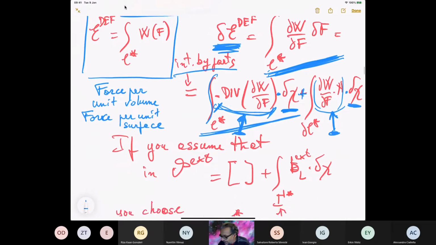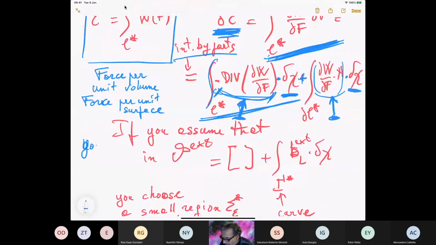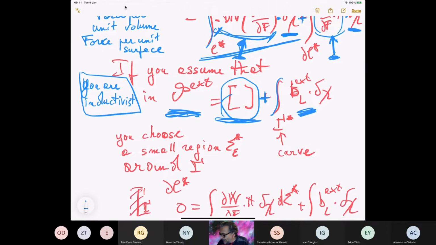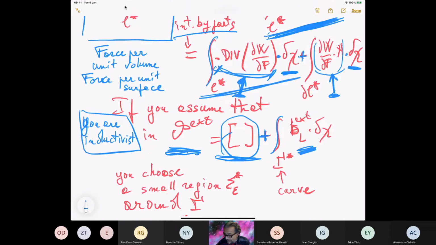Okay. Now assume that you believe you are an inductivist. And you believe you have an experiment in which you have forces per unit line. So you write P(x) equal something: forces per unit volume plus forces per unit surface, plus the integral on a line of an external force per unit line. So P(x) has the old form, the form you have deduced with the first variation of deformation energy, plus the integral on a curve of B(x) per unit line dot delta chi.